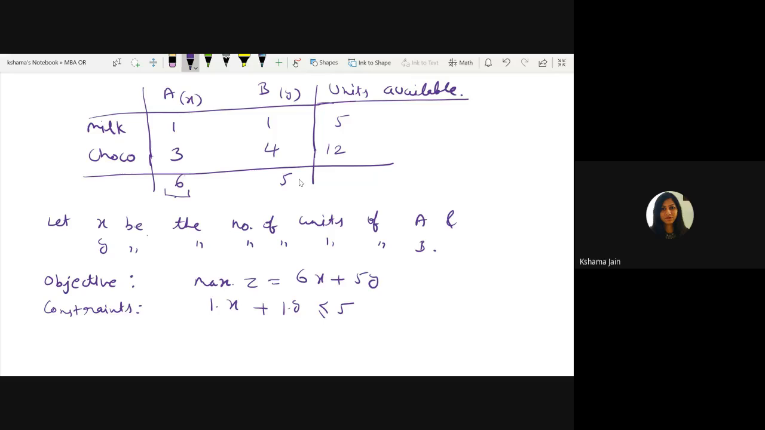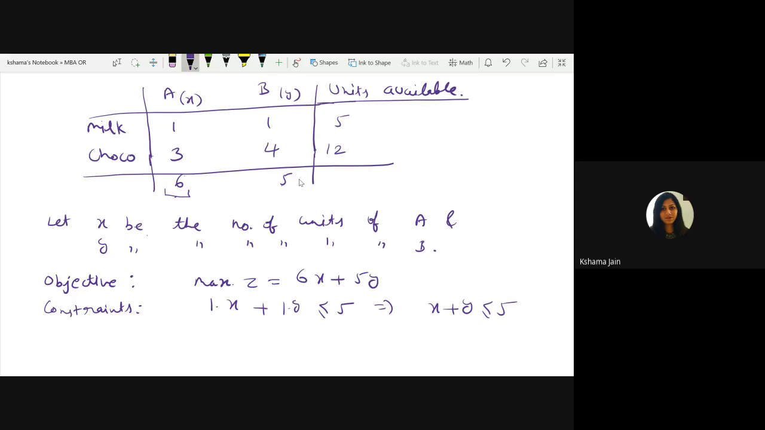Or otherwise, if you want to write in theory, since milk available with the company is maximum 5 units, the constraint will be: X units, meaning A chocolate can use 1 milk, 1 into X, and B chocolate can use 1 unit of milk, so Y. The maximum available is 5 units. Whatever we are making of A and B can be maximum 5 or less than that, not more. Understood? If I write it in proper form, 1 into X is X only, 1 into Y is Y only. So this is the first constraint.